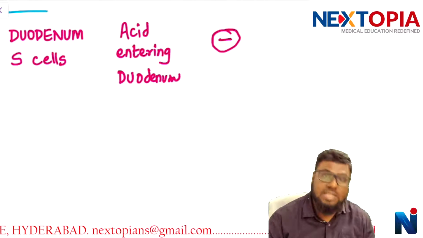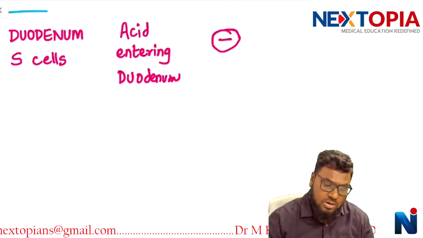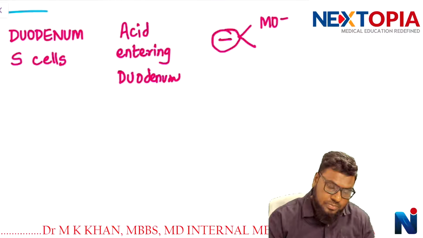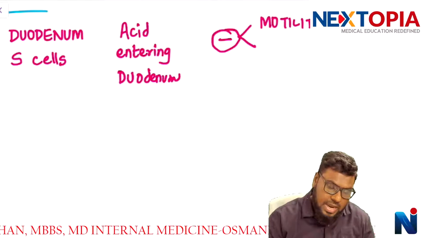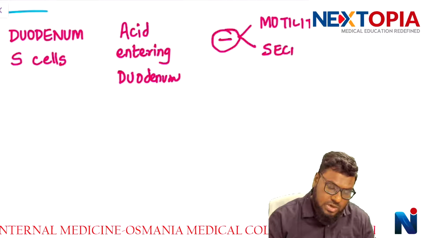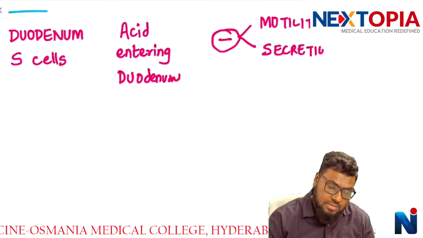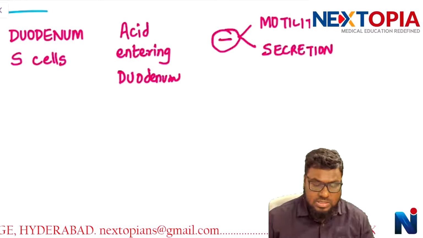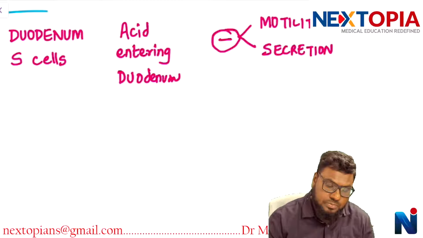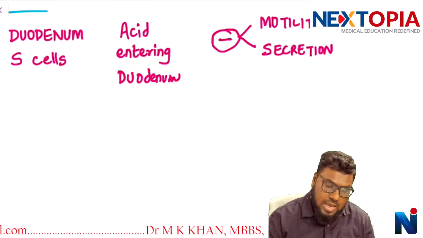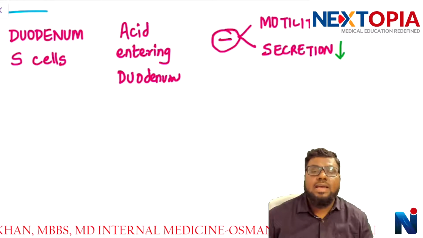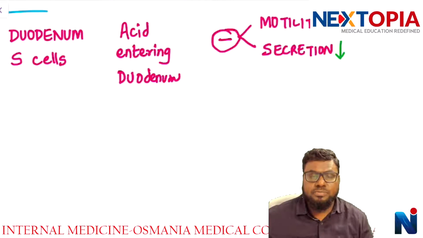Secretin causes inhibition on two things: motility and secretion. The motility is reduced and secretion is also reduced, just like the sympathetic nervous system. So it inhibits motility and secretion.